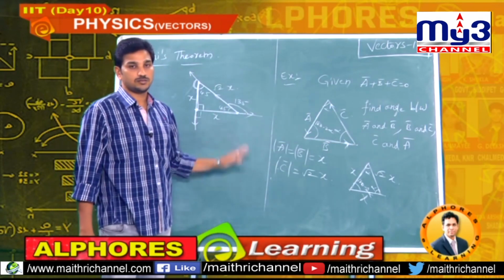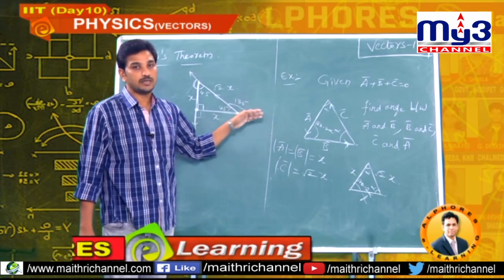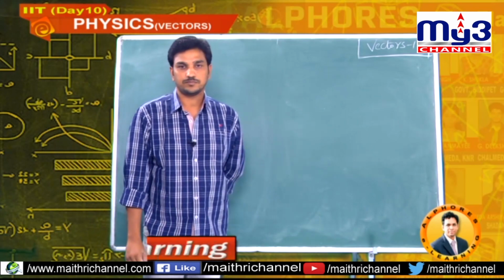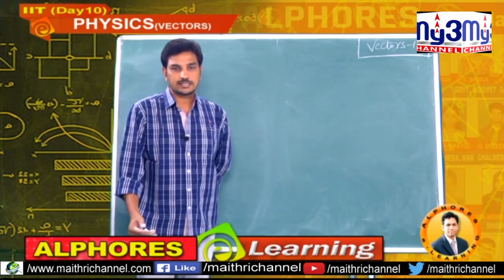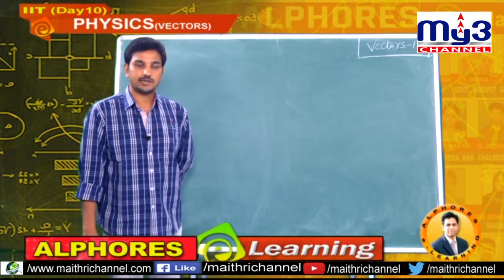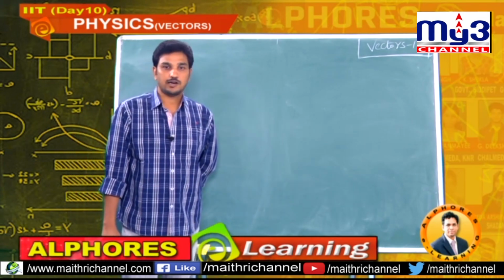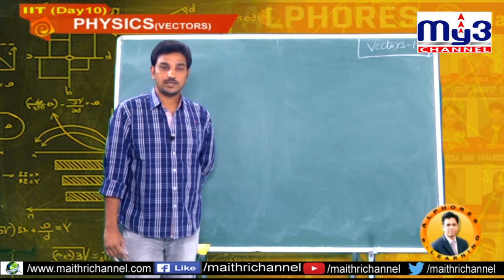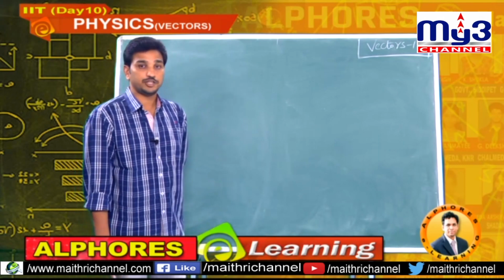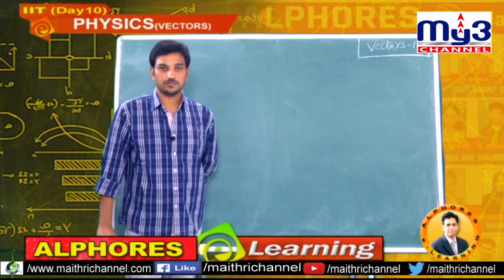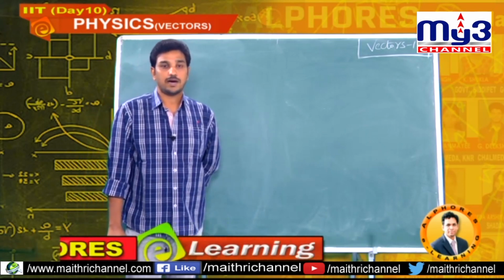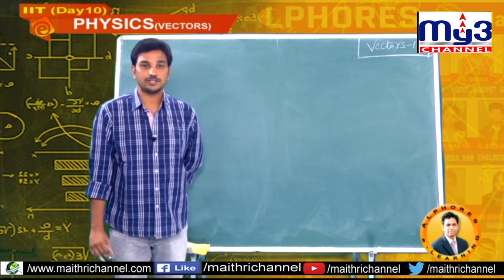I think you understood how I am going to apply Lami's theorem in different examples. Now, we will go for the next concept. Before going to the next concept, I will tell you what we did. Vector operations are of two categories. One is addition or subtraction, and the other is multiplication of vectors. Addition and subtraction we completed, according to triangle law, polygon law, and parallelogram law of vectors.